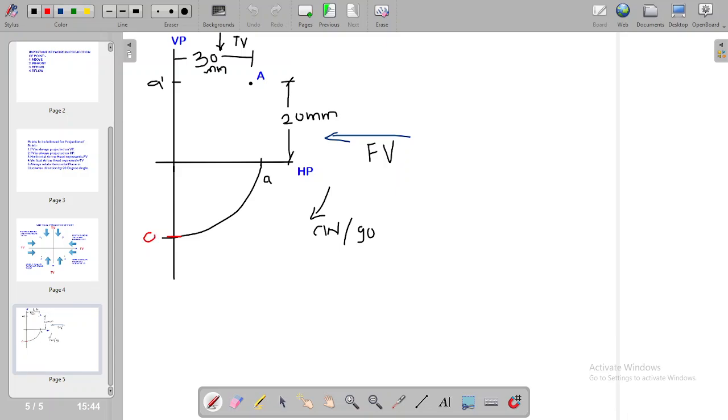The name will be A dash. So the final answer: draw the XY line and draw the vertical line. This distance will represent 20 mm and this distance will represent 30 mm. Naming will be A dash and A. So this will be the final answer.